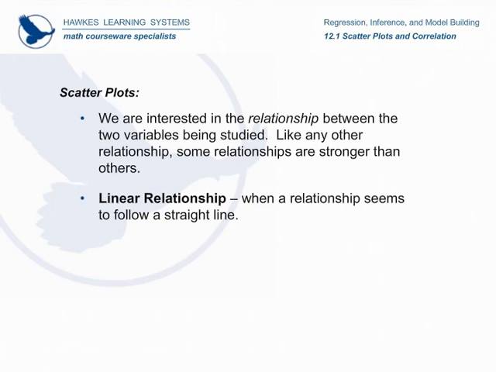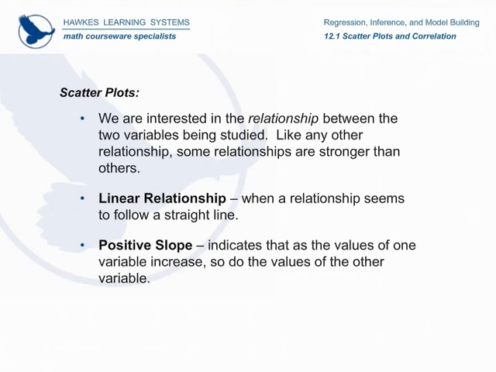First, we've got a linear relationship, and that's when a relationship seems to follow a straight line. We can have a positive slope in that straight line, and that indicates that when the values of one variable increase, so do the values of the other variable. So when the x variable increases, the y variable increases, and that gives us a positive slope.